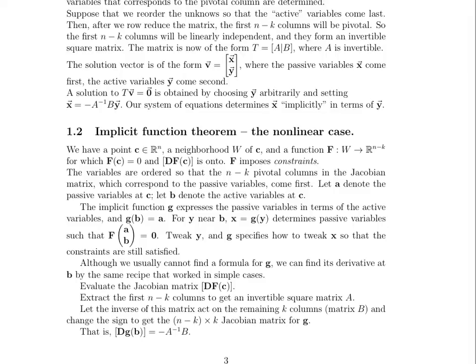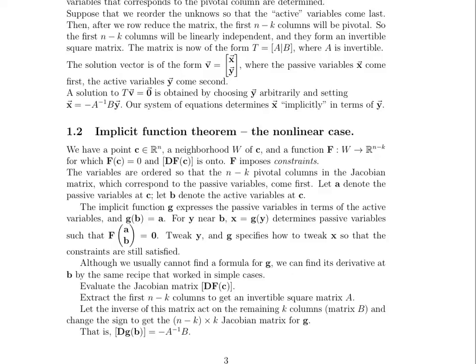Say we have a point C in R^n, a neighborhood W of C, which is basically an open ball around C, the points very nearby to C, and a function F, which maps from this neighborhood to R^(n-k). So F is a function for which F of C equals 0 and dF evaluated at C is onto. F is basically imposing constraints. F is saying, I only care about points that obey a particular relationship in this neighborhood.